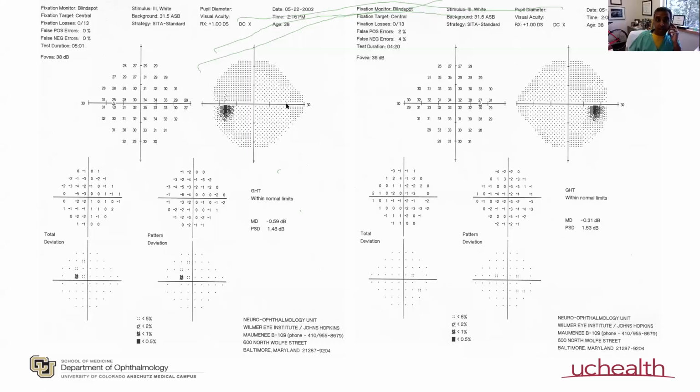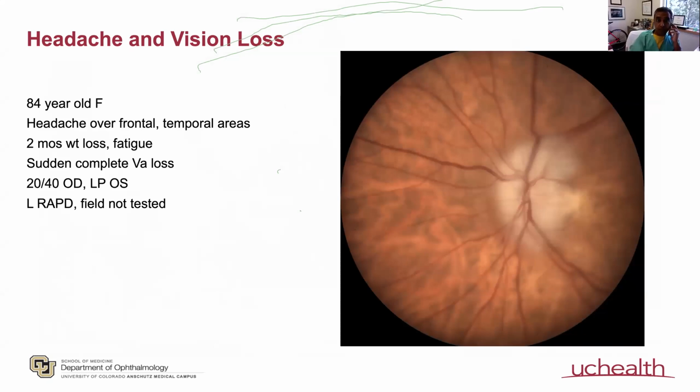I'm going to talk about headache and vision loss. And headache and vision loss can occur. We know that this is a life-threatening emergency, right? An 84-year-old woman, headache over her frontal and temporal areas. She's had 2 months of weight loss and fatigue, sudden complete vision loss in her left eye with light perception vision, 20/40 in the other. She has a left RAPD, and of course, you can't test her field. I would think that any ophthalmologist is going to recognize this as giant cell arteritis.